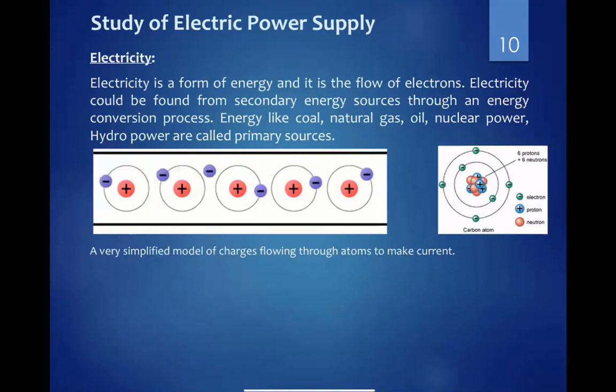Electricity is a form of energy and it is a flow of electrons. Electricity can be obtained from secondary energy sources through an energy conversion process. Energy sources like coal, natural gas, oil, nuclear power and hydropower are called the primary sources. America produces most of its energy by burning coal, basically fossil fuel. Roughly 11% of the energy comes from renewable forms, and the most widely used renewable form is solar cells. Then we have wind turbines, biomass, and others.